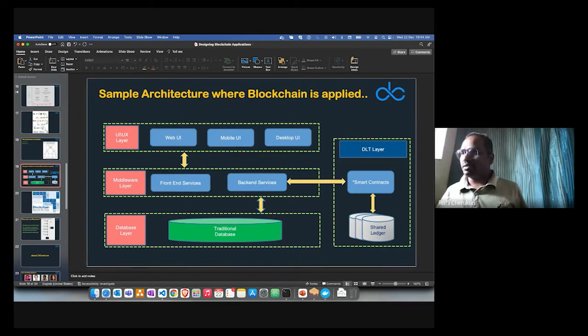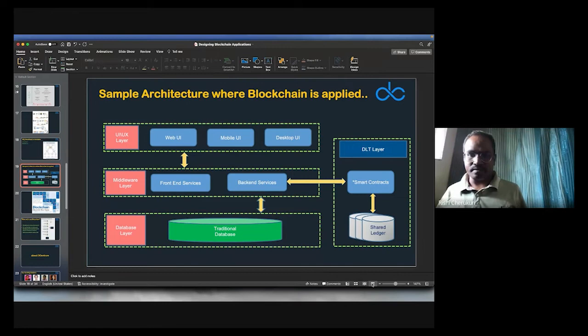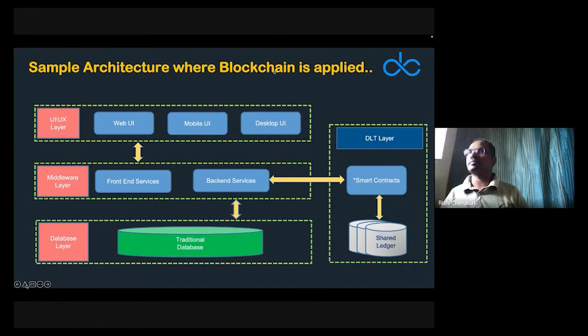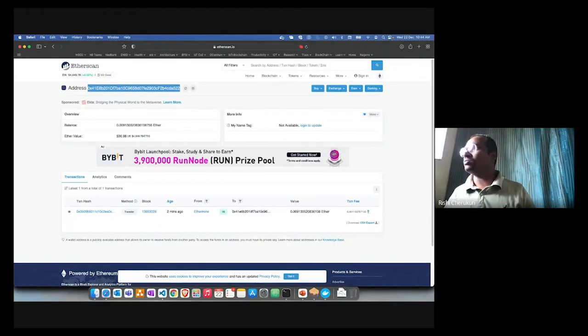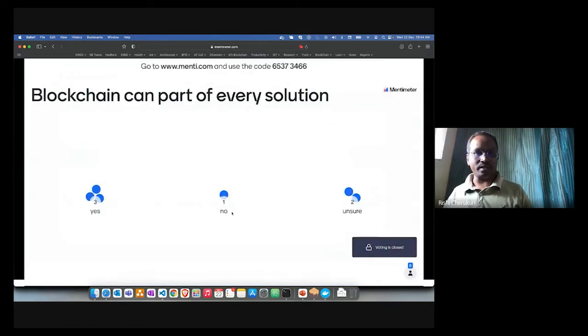Let me also show you this slide. While I show you this slide, let me also show you what people responded on Mentimeter. Three people said yes to blockchain can be part of every solution. One of you said no, and two of you said unsure. Doesn't matter who said these answers. All I'm trying to say is it's not necessary that blockchain is required to be part of every solution.